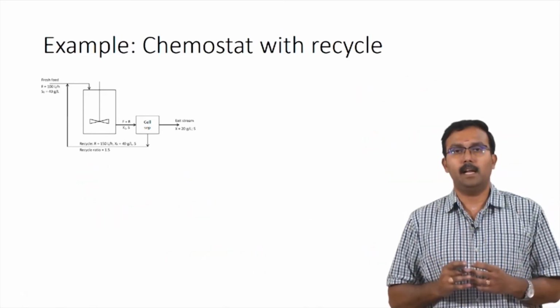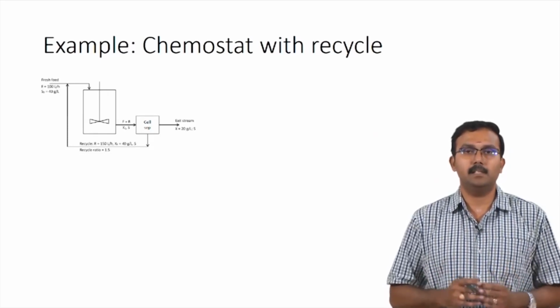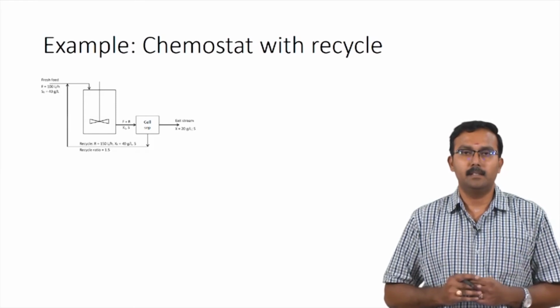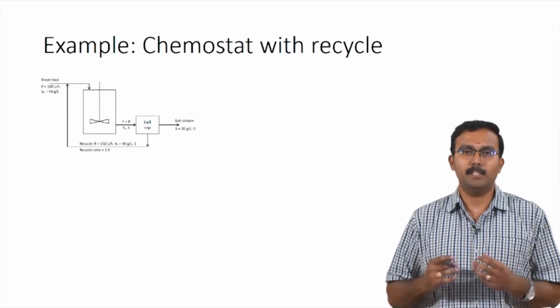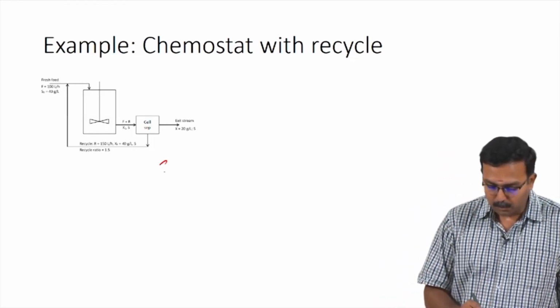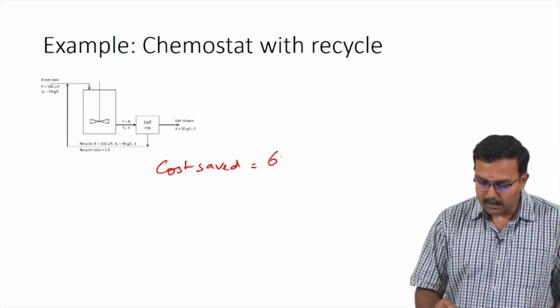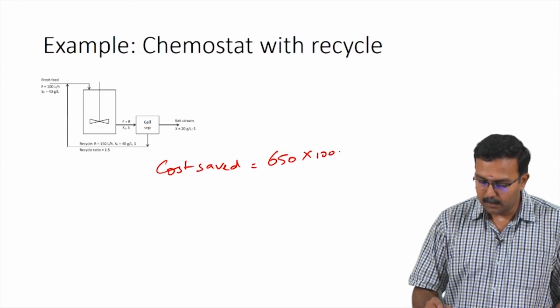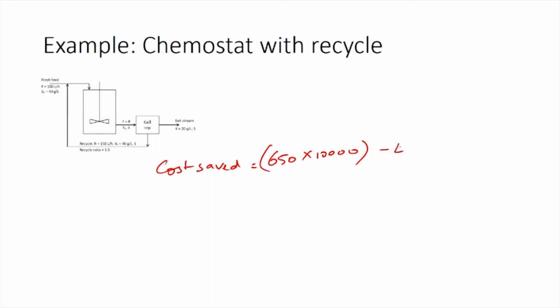For the first setup, we had calculated the reactor volume to be 650 liters, and for the second setup with recycle, we have calculated the reactor volume to be 400 liters. From these two values, we know that there is significant cost savings. So, we need to account for how much cost can be saved by using this recycle stream. The cost saved would basically be 650 times 10,000, which is the cost per liter of reactor for a chemostat, minus 400 times 10,000. This is the difference in the cost for the reactor.